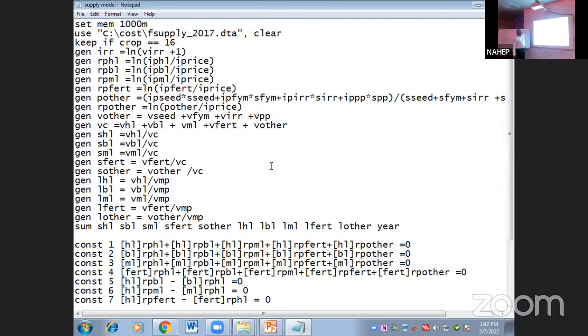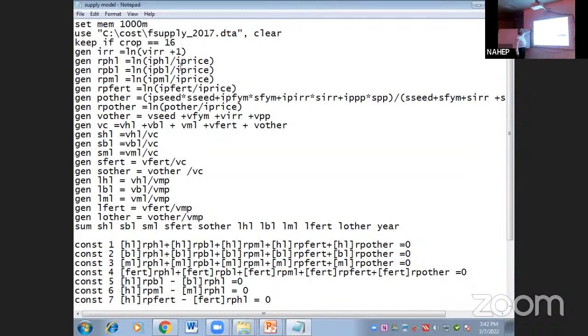Now we use the supply function. We have this supply data. What supply data do we need? Input use and prices. So let's say we select crop number 16. We have the irrigation, real price of woman labor, the price of woman labor divided by price of crop. Bullock labor, machine labor, fertilizer, other inputs, and real price of other inputs, and value of other inputs, the seed, fertilizer, irrigation, pesticides, and so on.